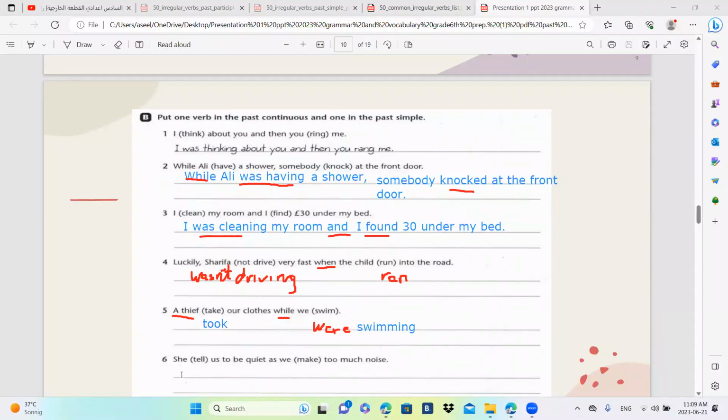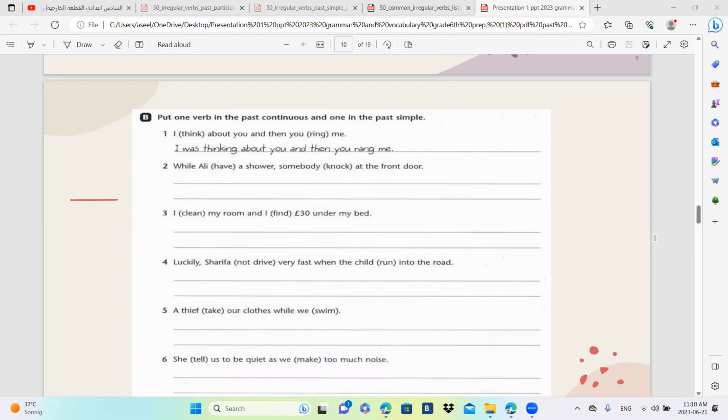Now, she told us to be quiet as we made too much noise. You know what I explained to you? If we have "while" or "as", we need to write past continuous here. But the sentence before or after it should be past simple tense. So she told us. Okay. And here, as we were making too much noise. These are the answers of this exercise. I hope that you have understood. Okay, let's go to the other part.